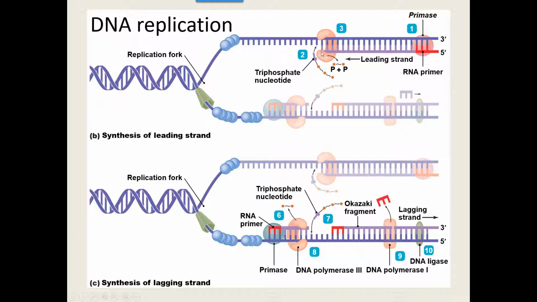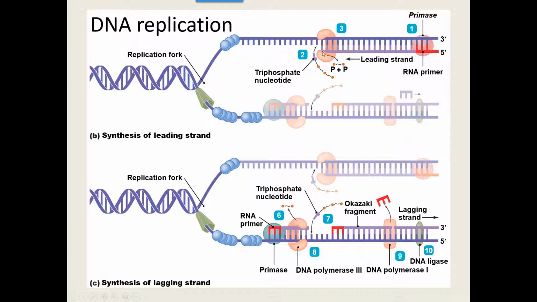Because it started off 5' over here, which means the 3' is over here. And that's fine, because as we are unzipping going to the left, this is just chugging along, adding nucleotide to nucleotide to nucleotide on that 3' side of this new strand. But the lagging strand has an issue.